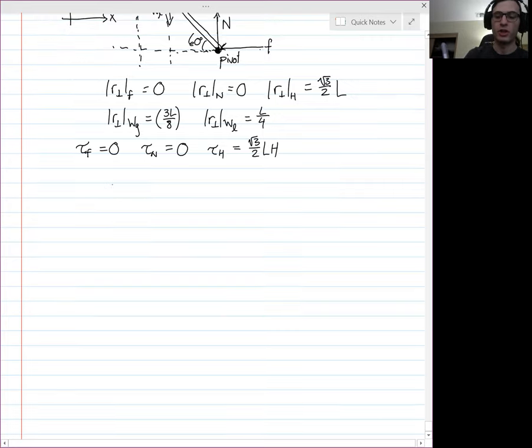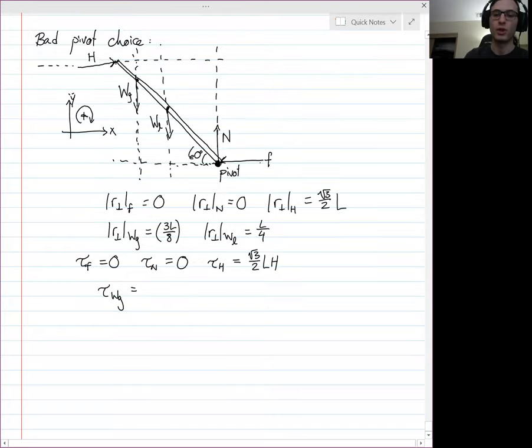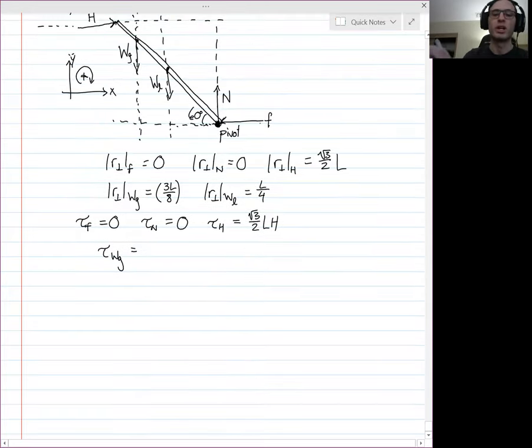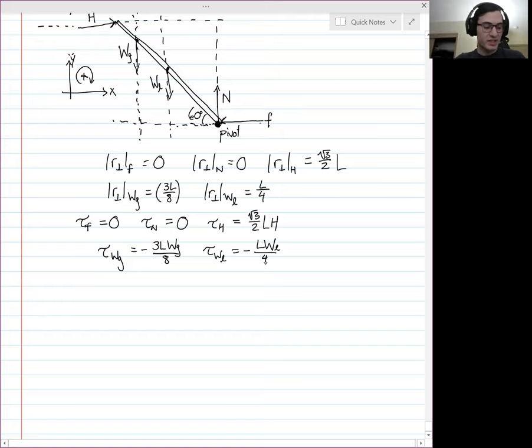The torque for the weight of the dude is 700 newtons. I'll just call it W sub G for now. And that would cause a counterclockwise motion. So this is minus 3 L W sub G over 8. And the weight of the ladder is also counterclockwise. So this is minus L W sub L over 4. Okay, so we did 6 and 7 together. These are the values of the torques. So now we just add them all up and see what happens.